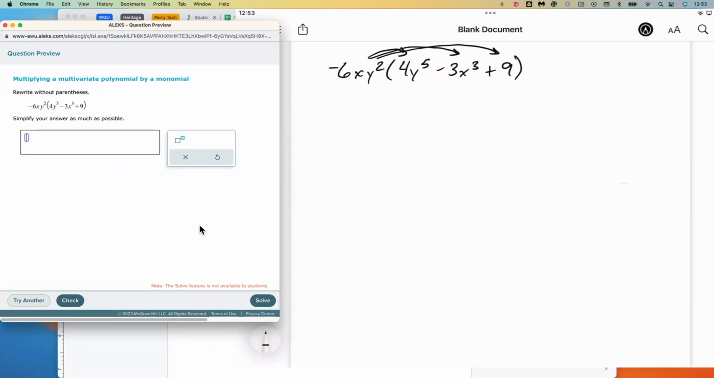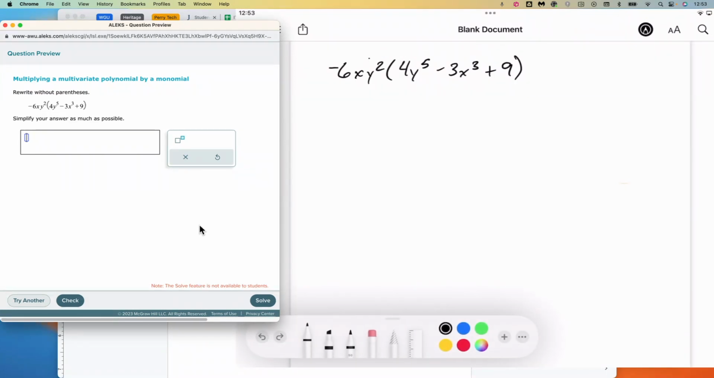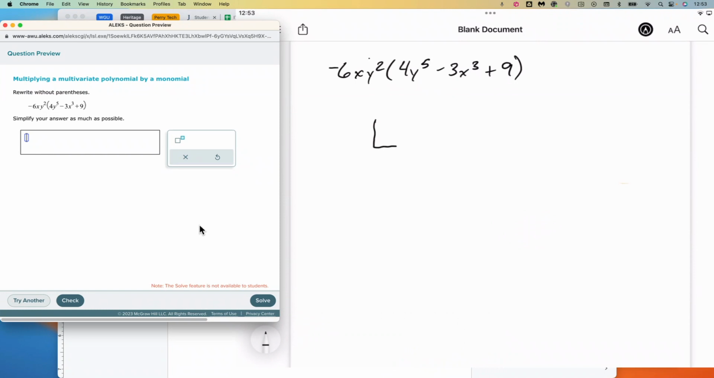What I prefer to do is a different method called the area model, where I know I have one thing being multiplied by three things. This just helps me be a little bit more organized. And so this is how I'm going to approach it. I'm going to have negative 6xy squared out here, 4y to the fifth, the negative 3x cubed, and the positive 9. So the sign stays with the number, just like that middle term there is negative 3.